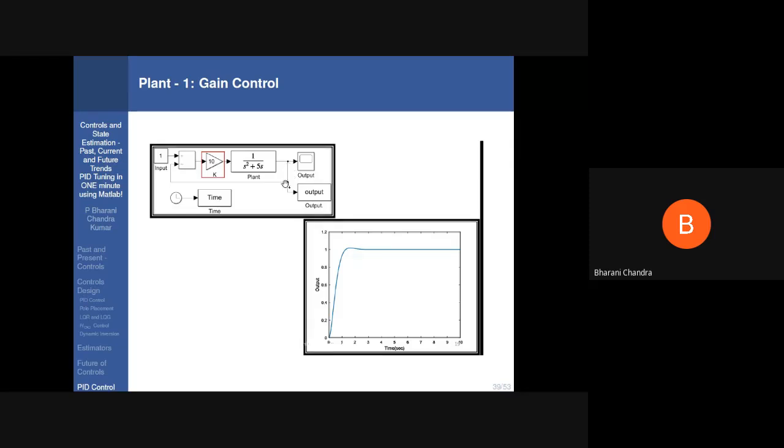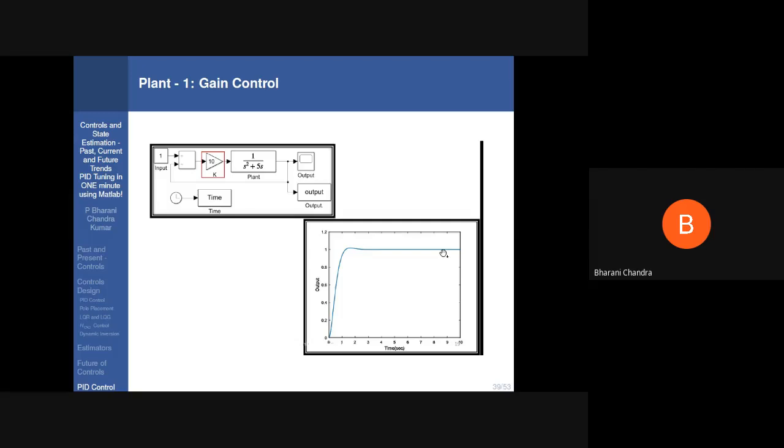The output has been fed back and compared with the reference to generate the error, and this gain K value I assumed as 10. You can see a very nice property: it is settling in almost 2 seconds, and the overshoot is also not more than, I think, 2% or so. This is very good.